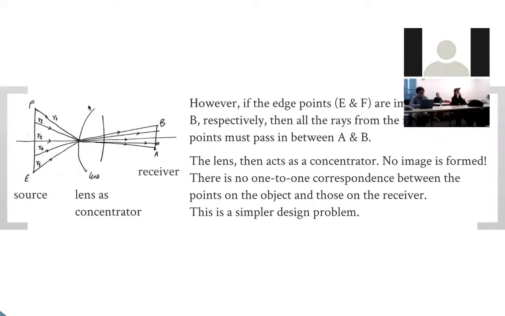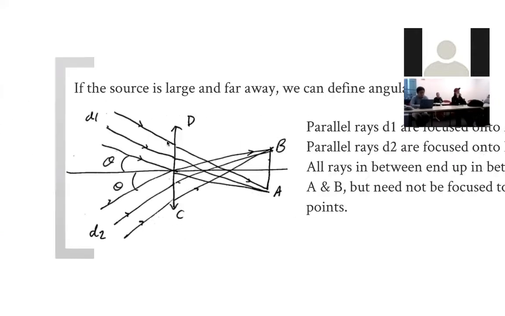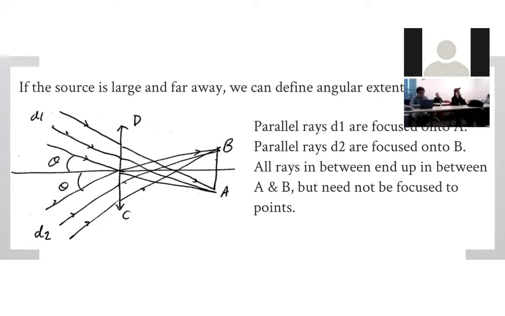If in this situation I take my source EF and move it to infinity, towards the left, as far away as I can, then all these rays start becoming parallel, right? Because they're really, really far away. They start looking like this. I have rays which come like this, pass through my lens, and focus to one end of the receiver, and I have rays which come from the opposite side, and they pass through the lens and get focused to the other edge of the receiver.